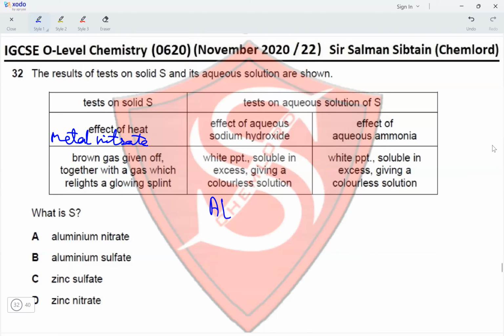So this should contain Al3+ or Zn2+ ion. And effect of aqueous ammonia: white precipitate soluble in excess giving a colorless solution. So zinc ions are confirmed because aluminum ions would not have the precipitate dissolving in excess. So the compound solid S is zinc nitrate. So what is S? Aluminum nitrate? No. Aluminum sulfate? No. Zinc sulfate? No. Zinc nitrate? Yes. Therefore, option D is the correct option for this question.